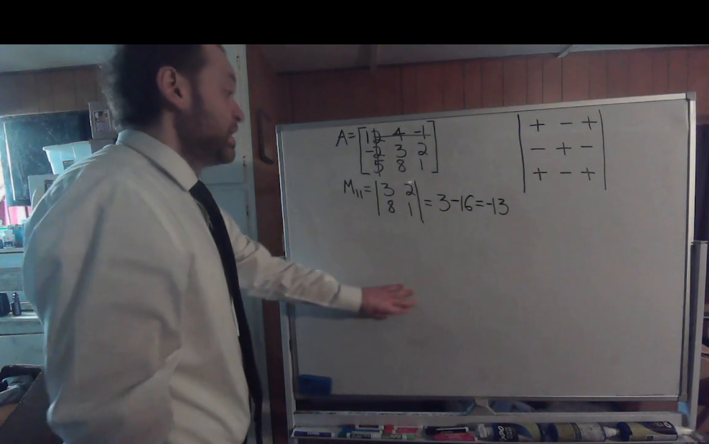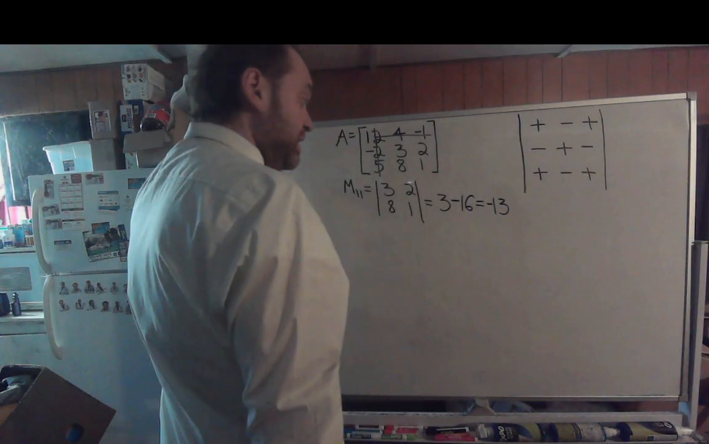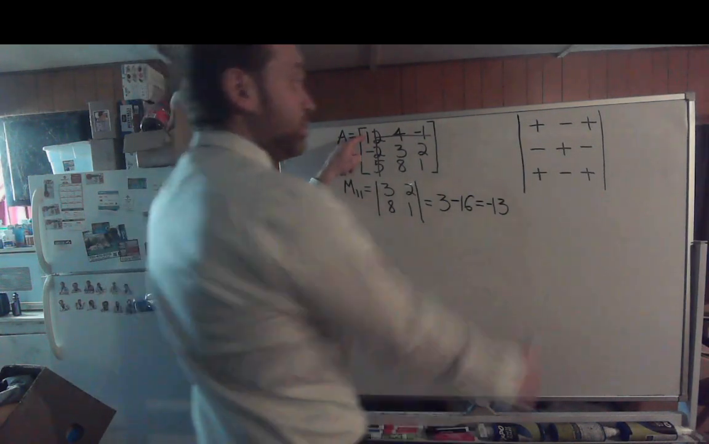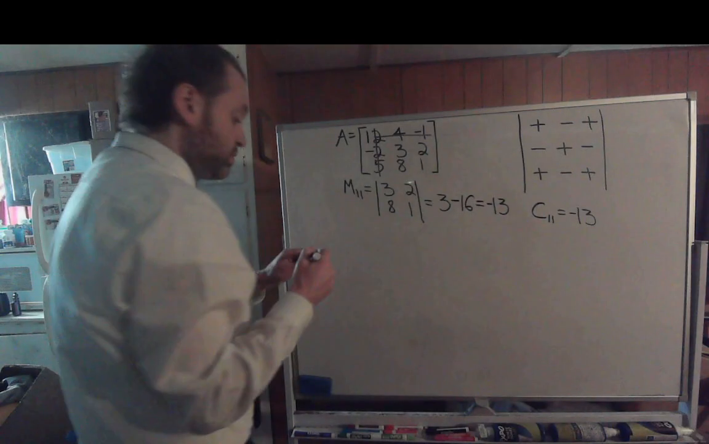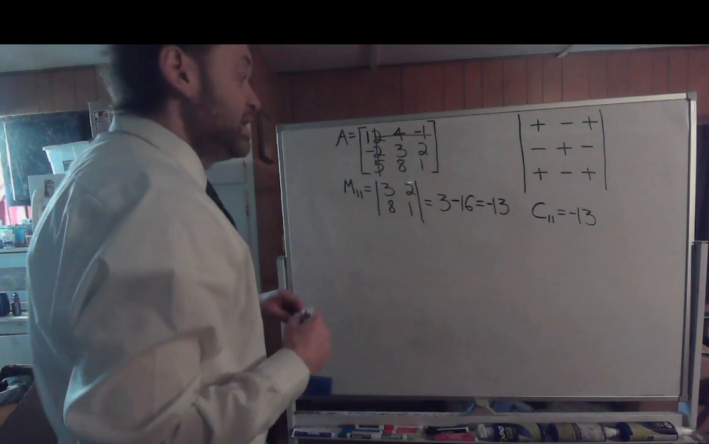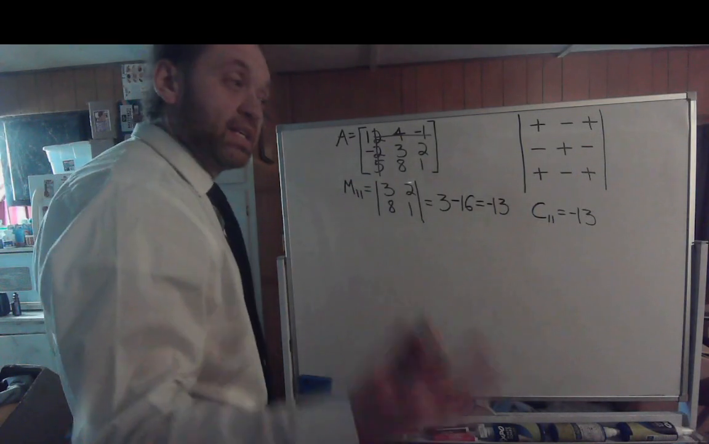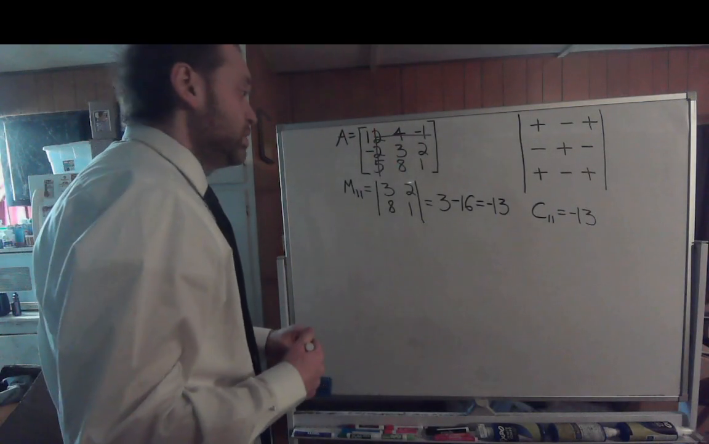Now, to find cofactor 1, 1, I'm going to take that negative 13, and since I dealt with the first coefficient in the first row, look at the sign of it. It's positive of whatever that minor is. So positive of negative 13 is still negative 13. So cofactor 1, 1 is negative 13. And you can do this in columns if you so choose, or even diagonally. That is perfectly permissible, but it's usually easiest to do the first row.